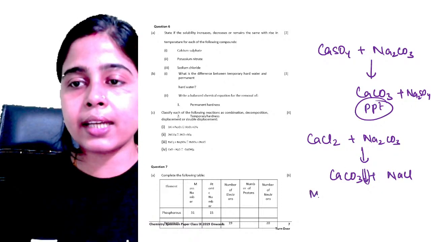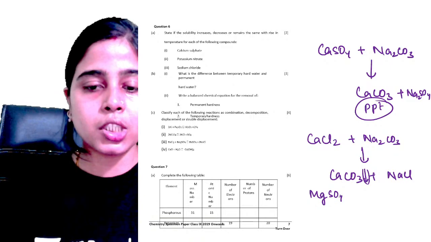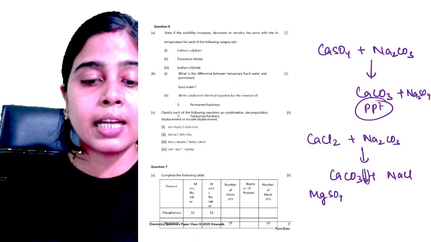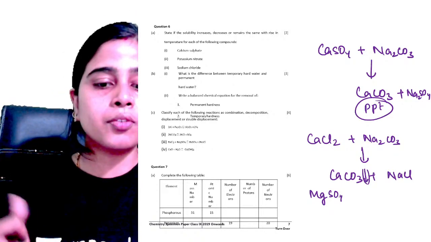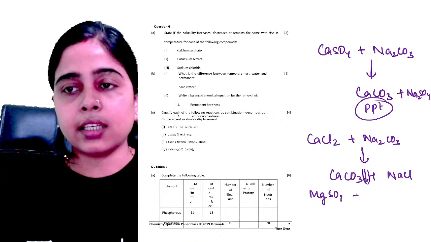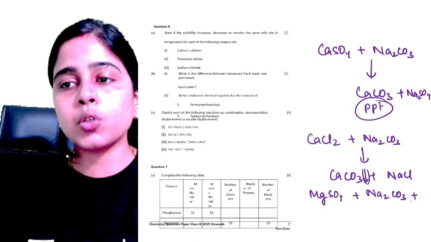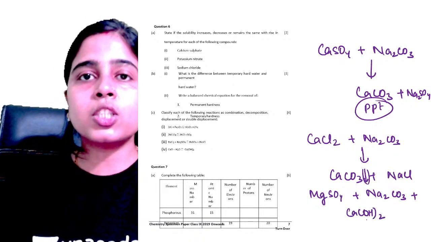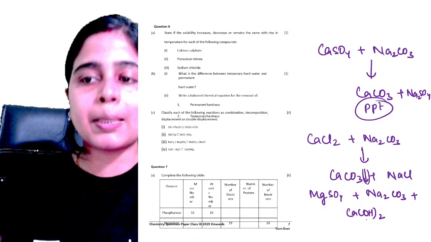Okay. And one more equation is there. If you have magnesium sulfate, so when you have a sulfate salt of magnesium, besides using soda ash, you have to use lime also. Why? Because magnesium carbonate is not fully precipitated. So along with the soda ash, you have to use lime water also, that is calcium hydroxide, which you were using in Clark's method to remove the temporary hardness.